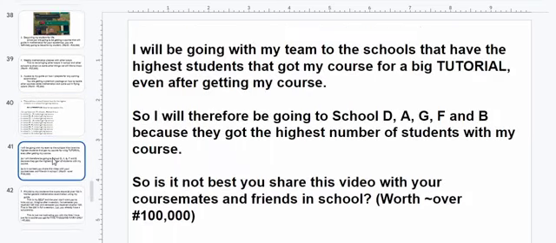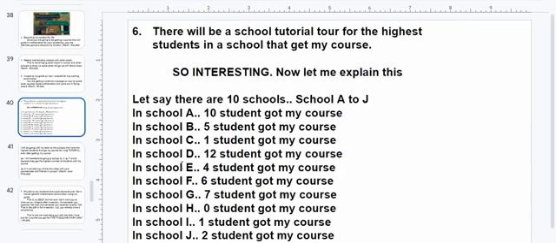I'll be going with my team to the schools that have the highest number of students that got my course for a big tutorial, even after getting my course. Just like you're in school, and your classmates or your colleagues got my course and all of you are about 5, I'm going to be coming to your school. So in this example, I'm definitely going to school D, school A, school G, school F, and school B, because I'm not just going to go to all. I'm just going to go to the ones that have the highest number of students that got my course. All right, so that is it.